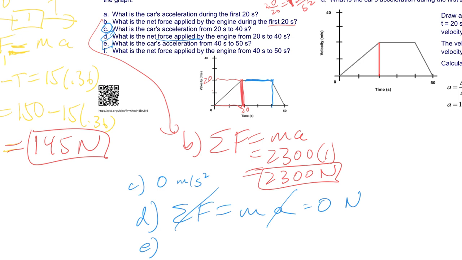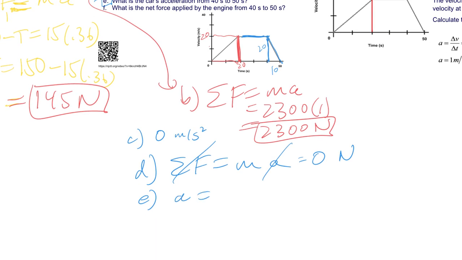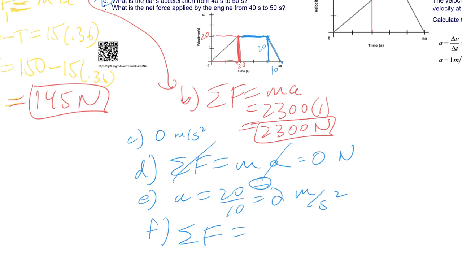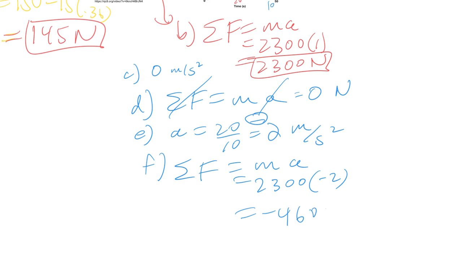Letter E, 40 to 50 seconds. Okay, so find the slope of that section, 20 over 10. So acceleration is 20 over 10, 2 meters per second squared, but it's negative. What's the net force from 40 to 50 seconds? It is equal to 2,300 times -2. It's -4,600 newtons.